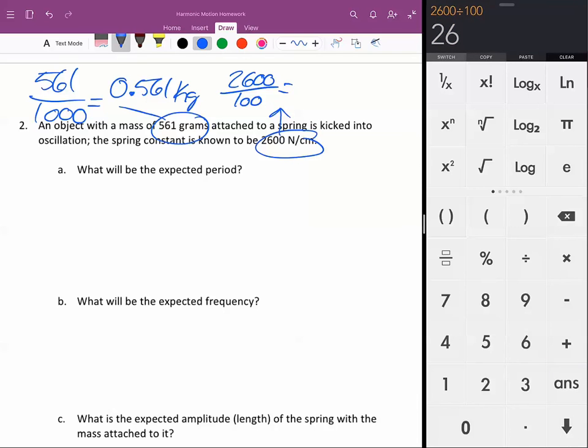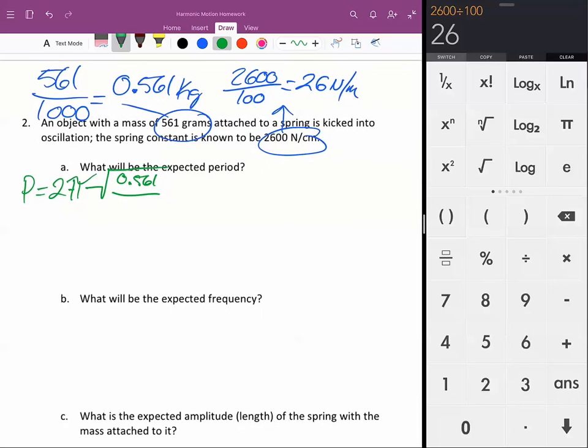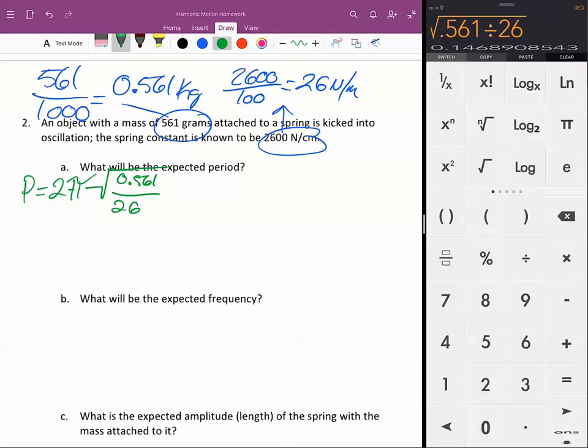Now the question is asking us for our period. Period in this case is 2 pi times the square root of your mass, which is 0.561, divided by your spring constant of 26. This is our square root number of 0.146. Now we multiply that against 2 times pi, and we get 0.92 seconds.